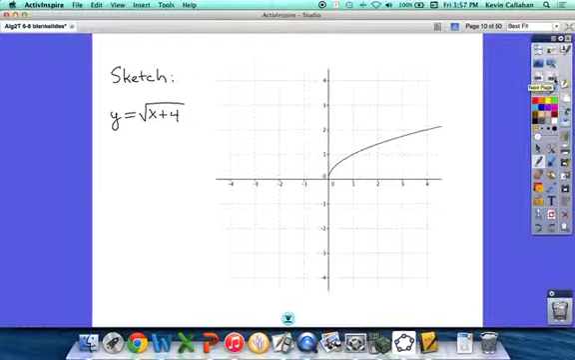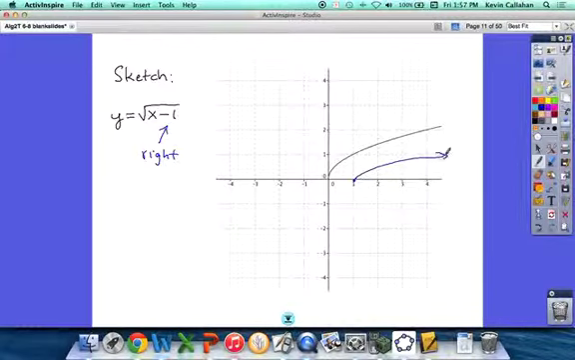Okay, what's the shift here? Left, right? That means left. So 1, 2, 3, 4, and make the basic shape up and to the right. Just showing. How about this one? That is right. So go over 1 and to the right.